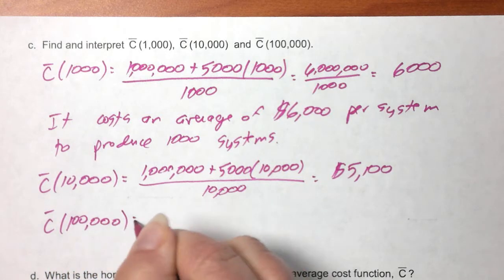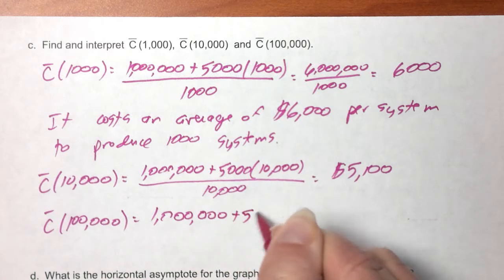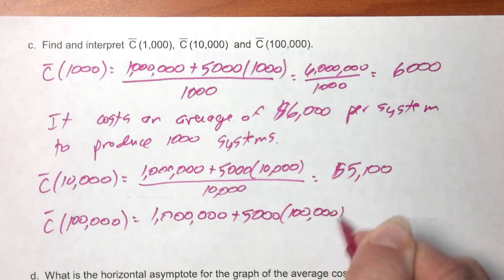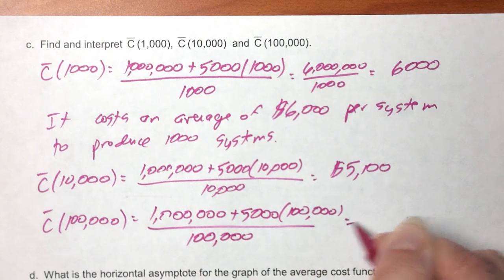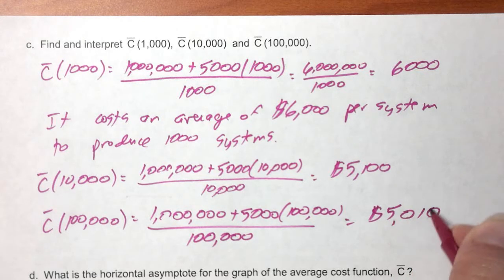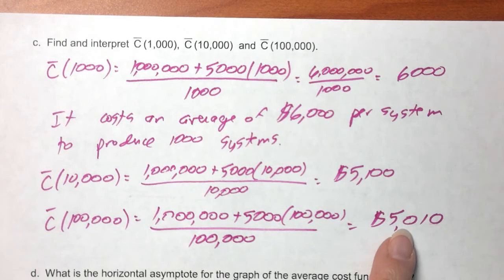We did 100,000. Notice that that $1 million up front is now being divided by 100,000 units. So when you work it out that way, it comes out to $5,010. So notice by making 100,000 units, our cost per system has gone down even more.